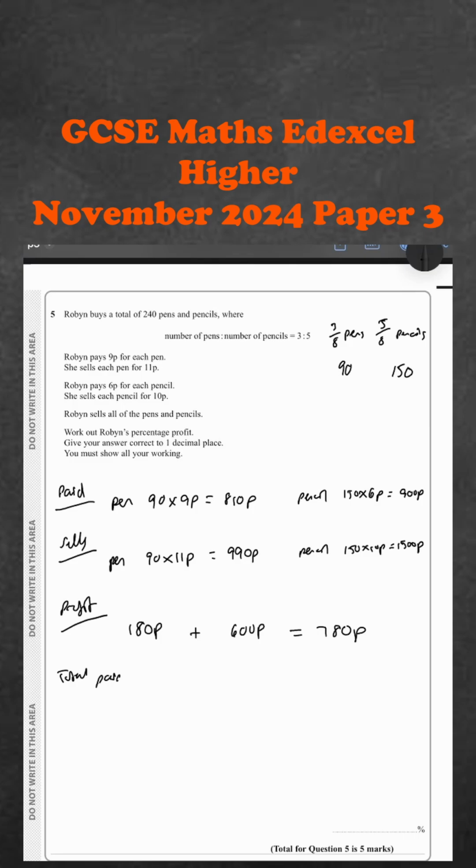The total amount she paid was 810p plus 900p, so 1710p. So the percentage profit is going to be 780 divided by 1710 times 100. And on my calculator, I get 45.6%. And it wants it to one decimal place, so that's what we've got.